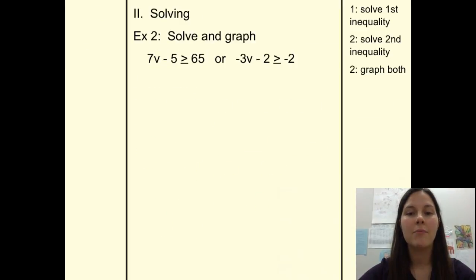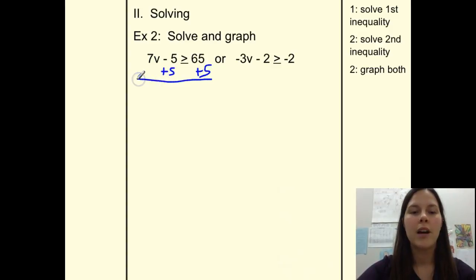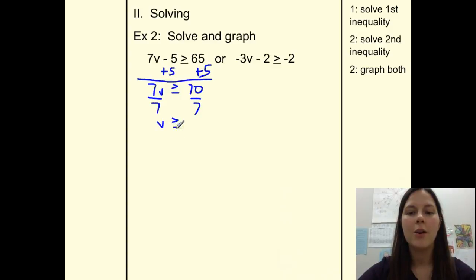So similar to and compound inequalities, we're simply going to solve each inequality separately, and then we'll put it on the number line and graph both at the same time. So our first inequality, we're going to add 5 to both sides. We do not flip the inequality when we add. Dividing both sides by a +7, again, we do not flip the inequality when we divide by a positive. So we have v is greater than or equal to 10.